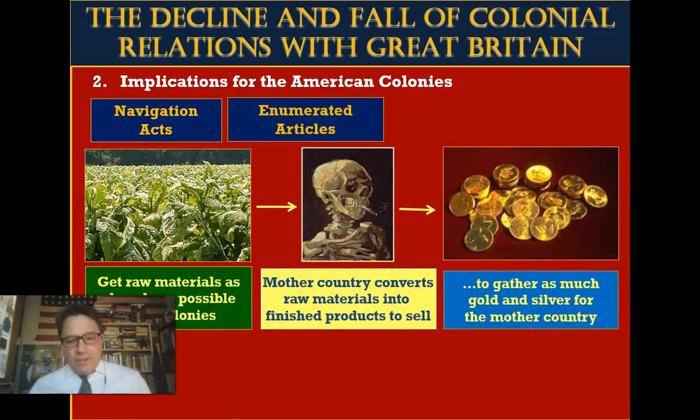One of the navigation acts that caused the greatest commotion was the one that announced the enumerated articles. That is a numbered list of specific products that could only be traded with England. Well, this list included virtually every cash crop that the colonies produced, including tobacco, indigo, rice, and naval stores. So why does this matter?